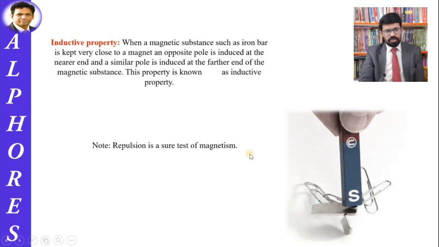Repulsion is a sure test of magnetism. Like in the case of electrostatics, repulsion is a sure test of a charged body. When you want to confirm that a body is charged, you can do it with the help of the repulsive force between another charged body and whatever body you have charged.